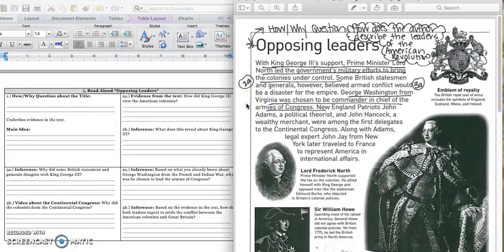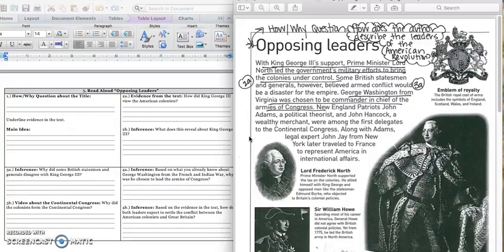George Washington from Virginia was chosen to be Commander-in-Chief of the armies of Congress. New England patriots John Adams, a political theorist, and John Hancock, a wealthy merchant, were among the first delegates to the Continental Congress. Along with Adams, legal expert John Jay from New York later traveled to France to represent America in international affairs. So we'll stop right there.